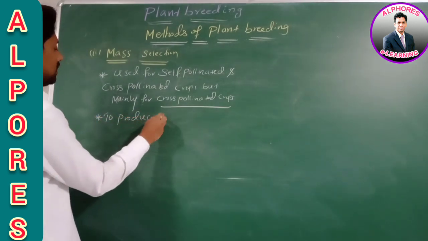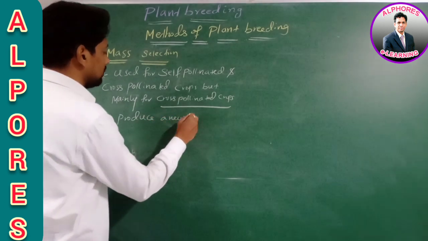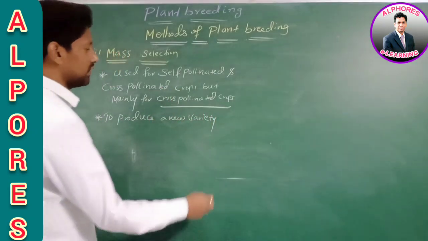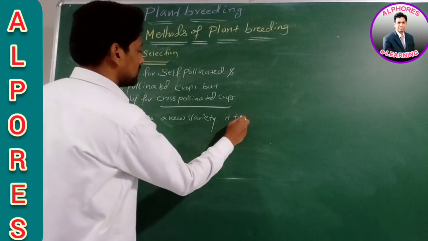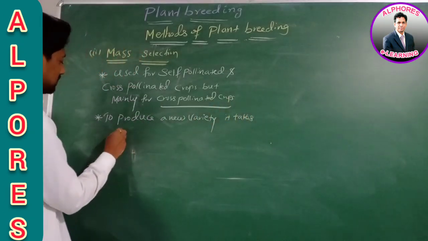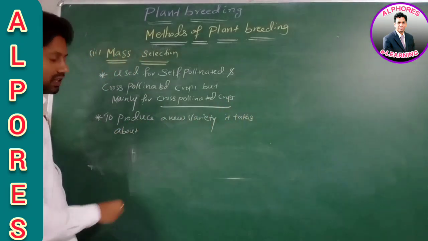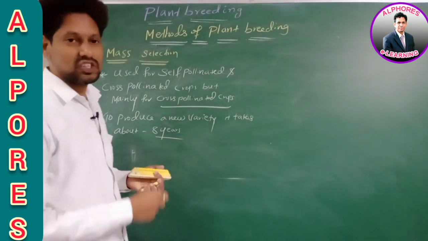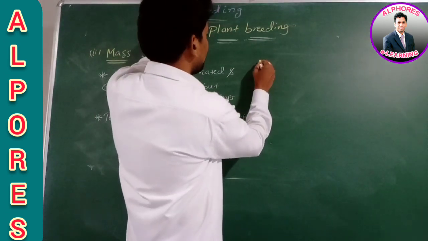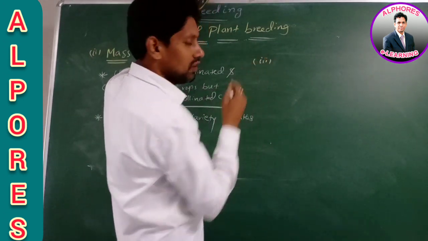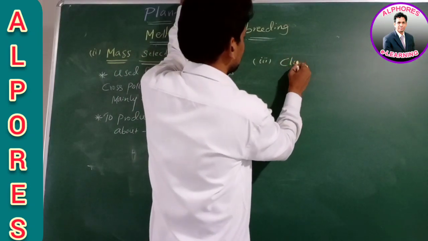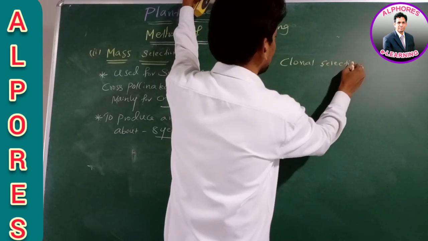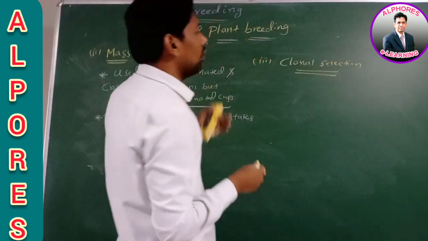To produce a new variety, it takes about how much time? About 8 years. Now go for number 3, clonal selection. What is clonal selection?